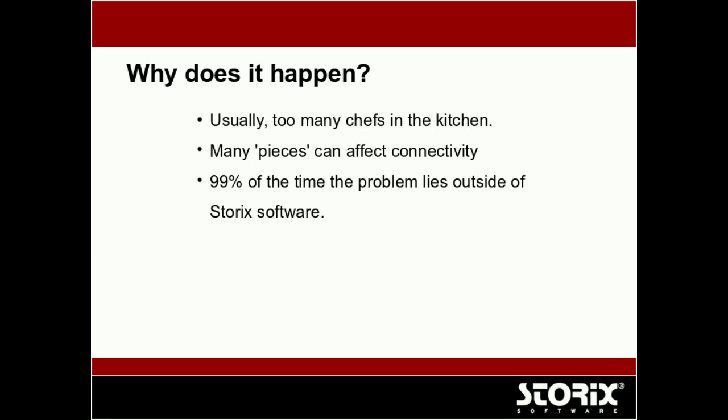So first off, let's talk about why this happens. The biggest reason that we see connectivity issues occur is that there are too many chefs in the kitchen, so to speak. In a lot of environments, there are multiple system administrators, and far too often they don't communicate very well with each other. So one person will do one thing, and then one person will make a change that will undo what that person did.